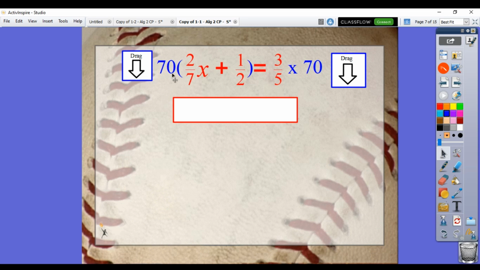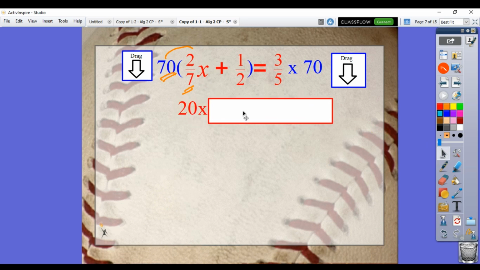Okay. If it's 70, again, you can follow the steps that I showed you, or you can just multiply. You have several options. You can multiply directly 70 by 2 over 7, if you can do that easily. If you don't have a calculator, you can just simply divide 70 by 7. That makes it 10. 10 times 2 will give you 20. And there's an x here, so it becomes 20x. Then 70 times a half, which is obviously going to be 35. And then 70 times 3 fifths.